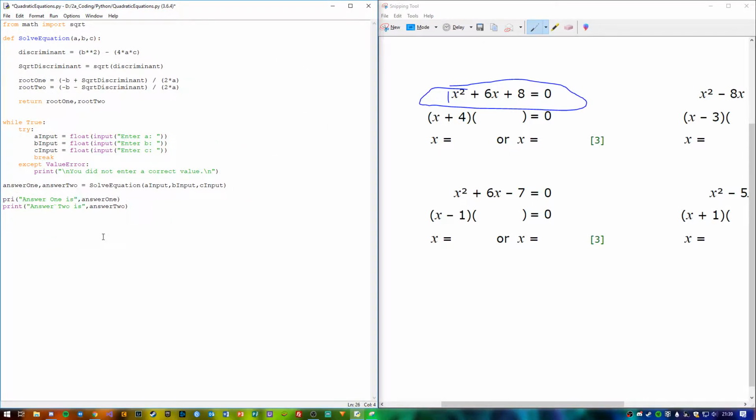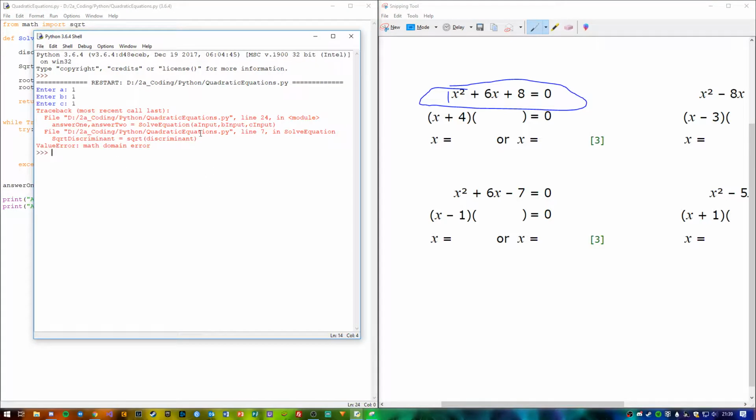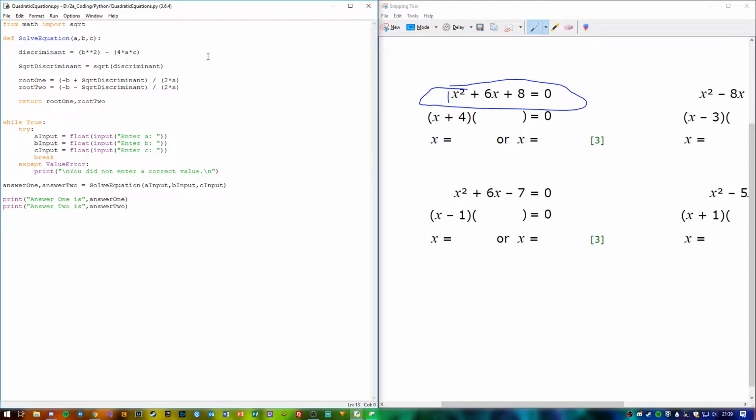What I will do now is check if there is more than one solution, because there could be no solutions. Say we enter here 1, 1, 1. It crashes because it cannot square root a negative number, since it's doing the square root of -3 there. So what we need to do is check the discriminant before we run this equation. We need to calculate the discriminant over here.